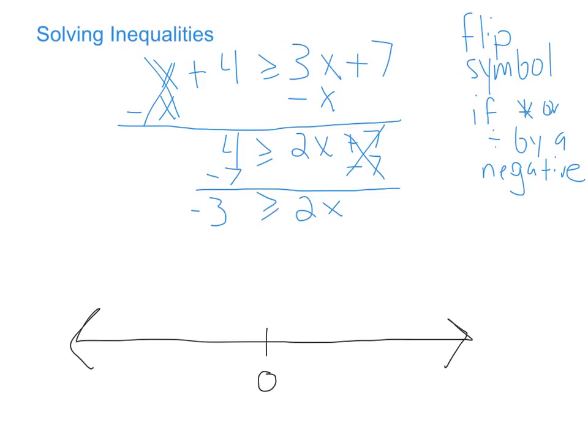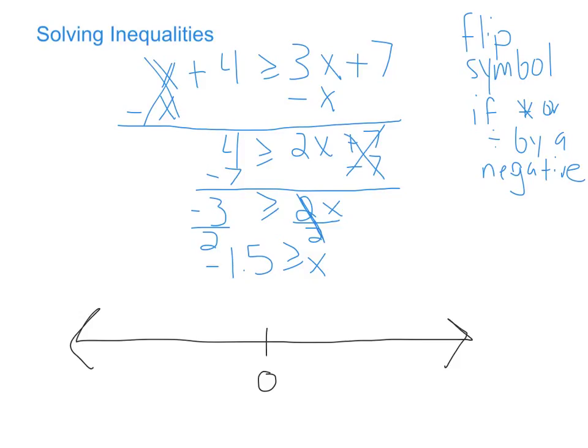I have one more thing that I need to do to get x by itself. I need to divide by 2 on both sides to get rid of that 2. Now my 2's over here are going to cancel, and I'm going to have x. And then on the other side, I'll have negative 1.5, negative 3 divided by 2. And I have to think now, do I need to flip my symbol? So I divided, but I divided by a positive number, so that means I don't have to flip it. So x is less than or equal to negative 1.5.